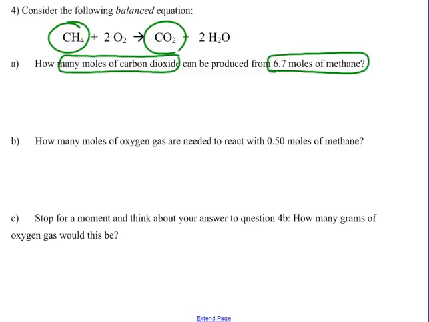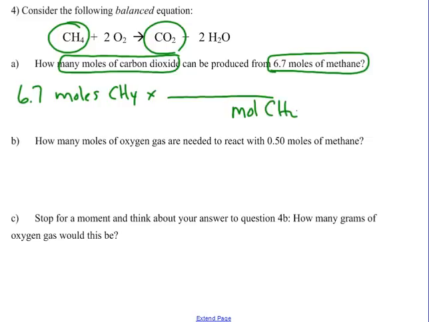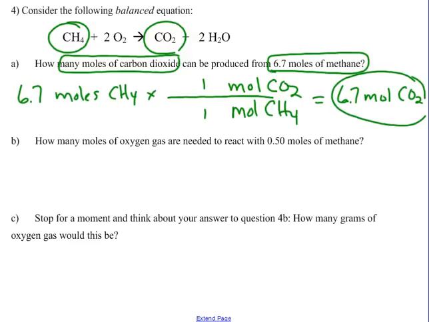Now you might notice they're in a 1-to-1 ratio. So you should automatically be thinking mental math here. You're just going to get 6.7 moles. If you were asked to show your work, you would set this up with the number you are given, 6.7 moles of methane. Moles of methane goes in the denominator, moles of carbon dioxide in the numerator. It's a 1-to-1 ratio, so the math goes to 6.7 times 1 divided by 1, giving you 6.7 moles of CO2. So that's how you would show your work on how to convert that unit.